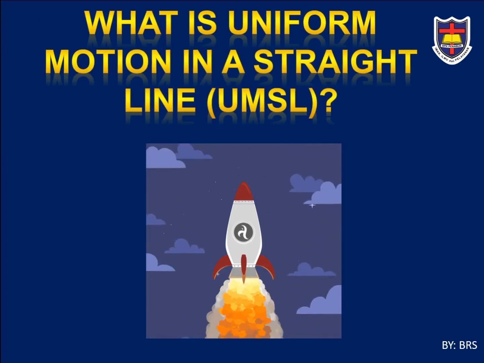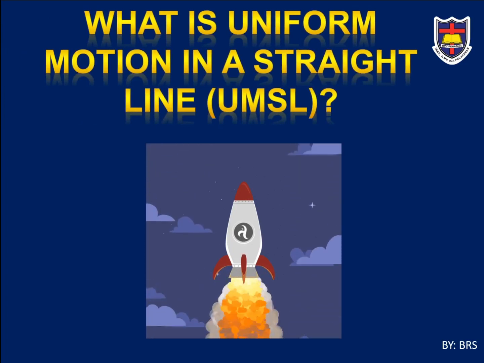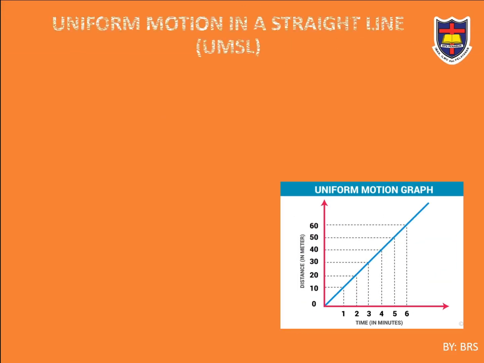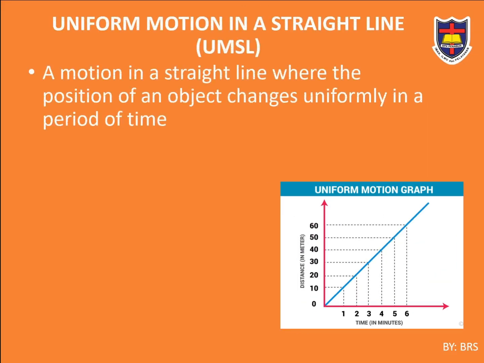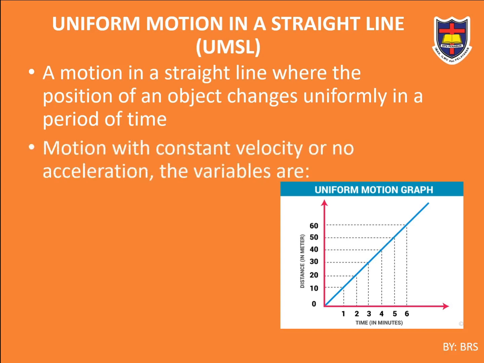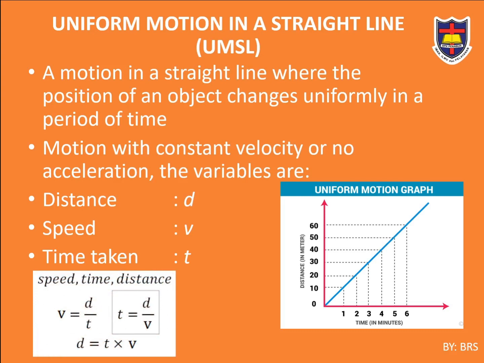So what is uniform motion in a straight line, or UMSL? Uniform motion in a straight line is a motion in a straight line where the position of an object changes uniformly in a period of time. Motion with constant velocity or no acceleration, and the variables are distance d, speed v, time taken t. The relationship between speed, time, and distance is v equals d over t, t equals d over v, and d equals t times v, where v is a constant speed.